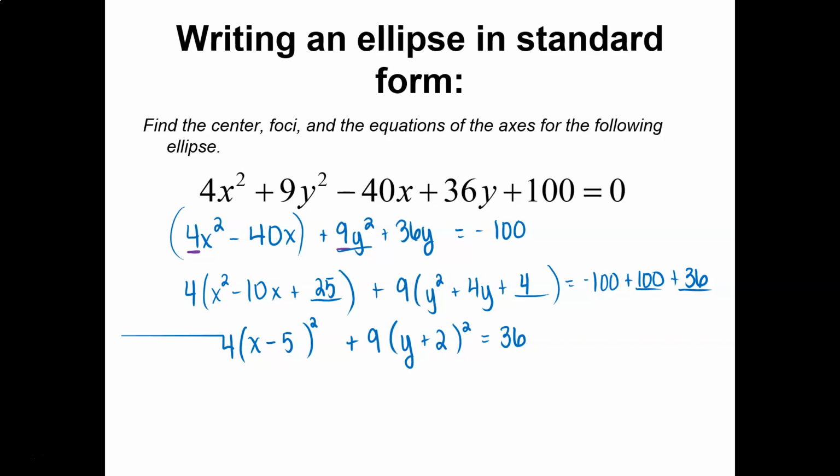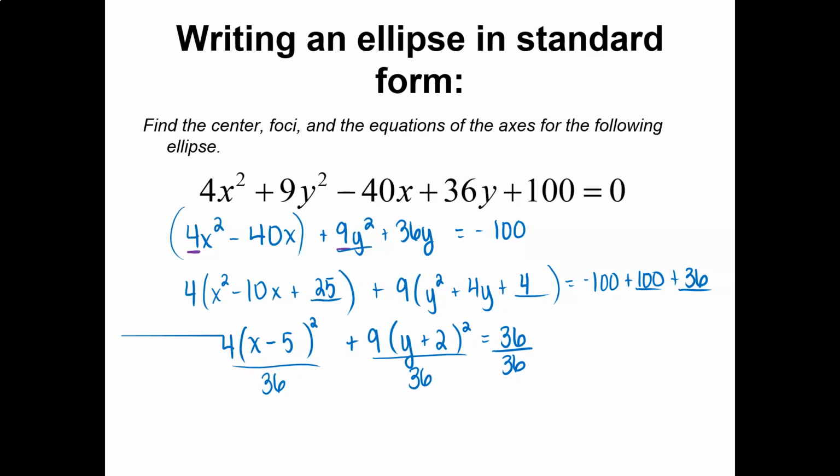Okay. The last thing we have to do for these is we need this to equal 1. So the only way that I can get 36 to equal 1 without adding an extra term over here to the left side is to divide by 36. So if I divide that right-hand side by 36, I also have to divide this term by 36 and this term by 36.